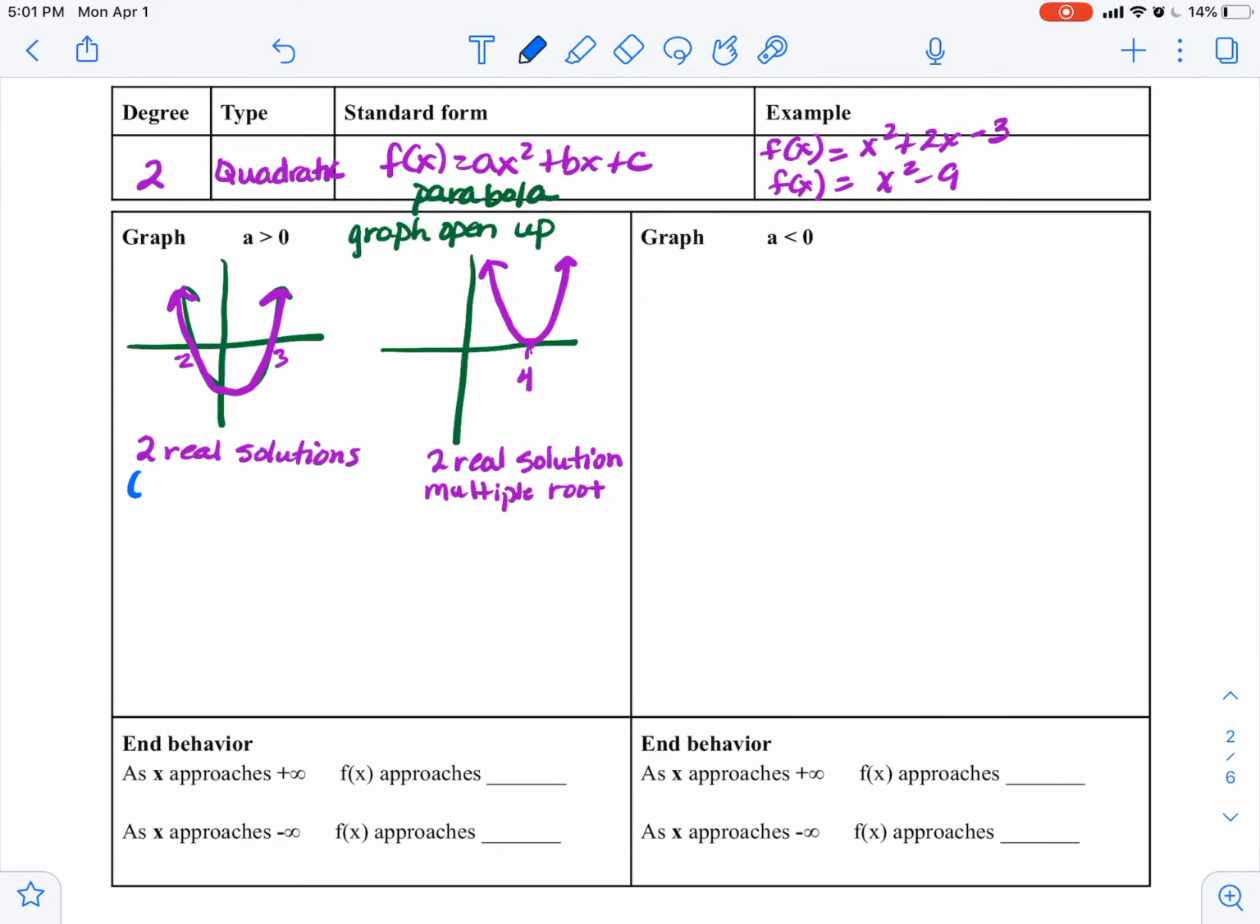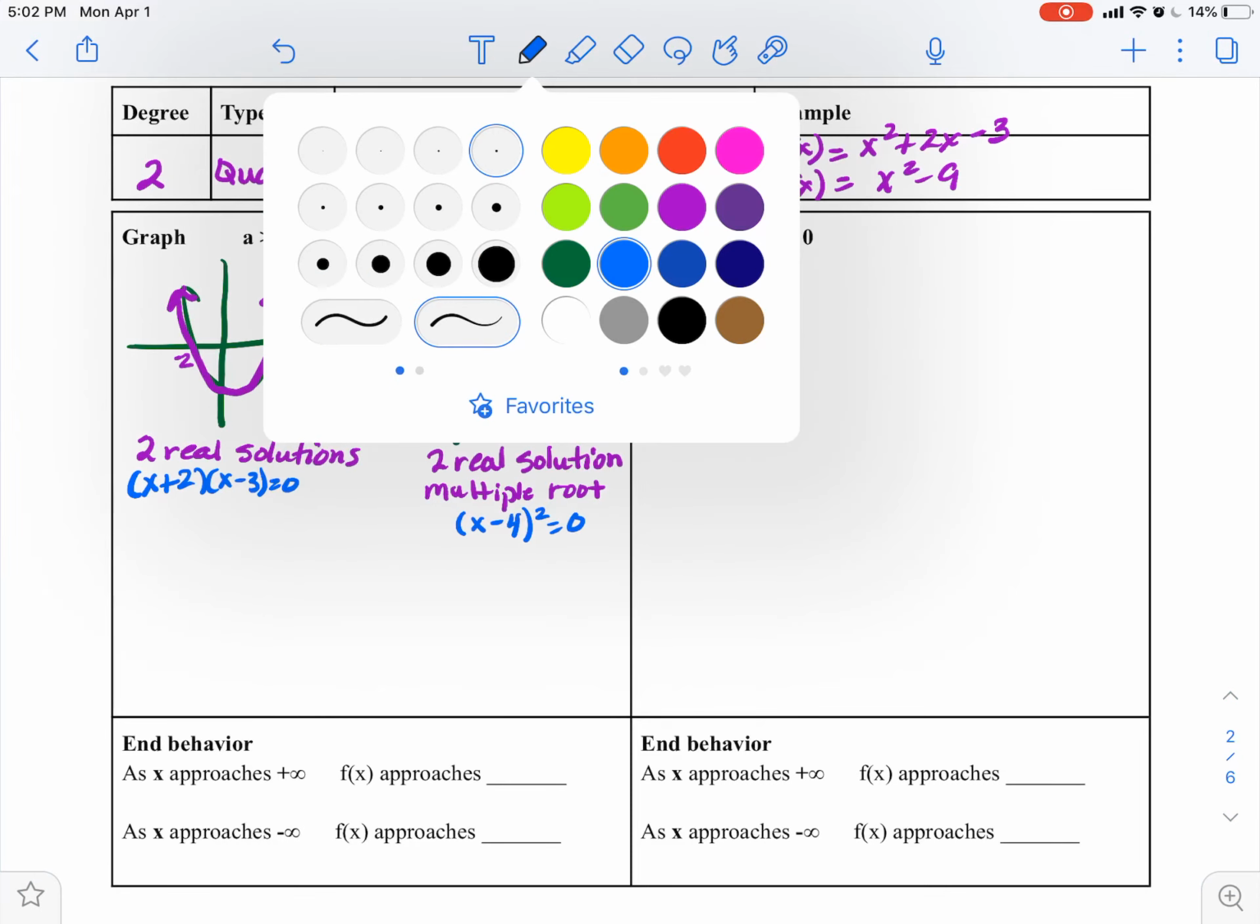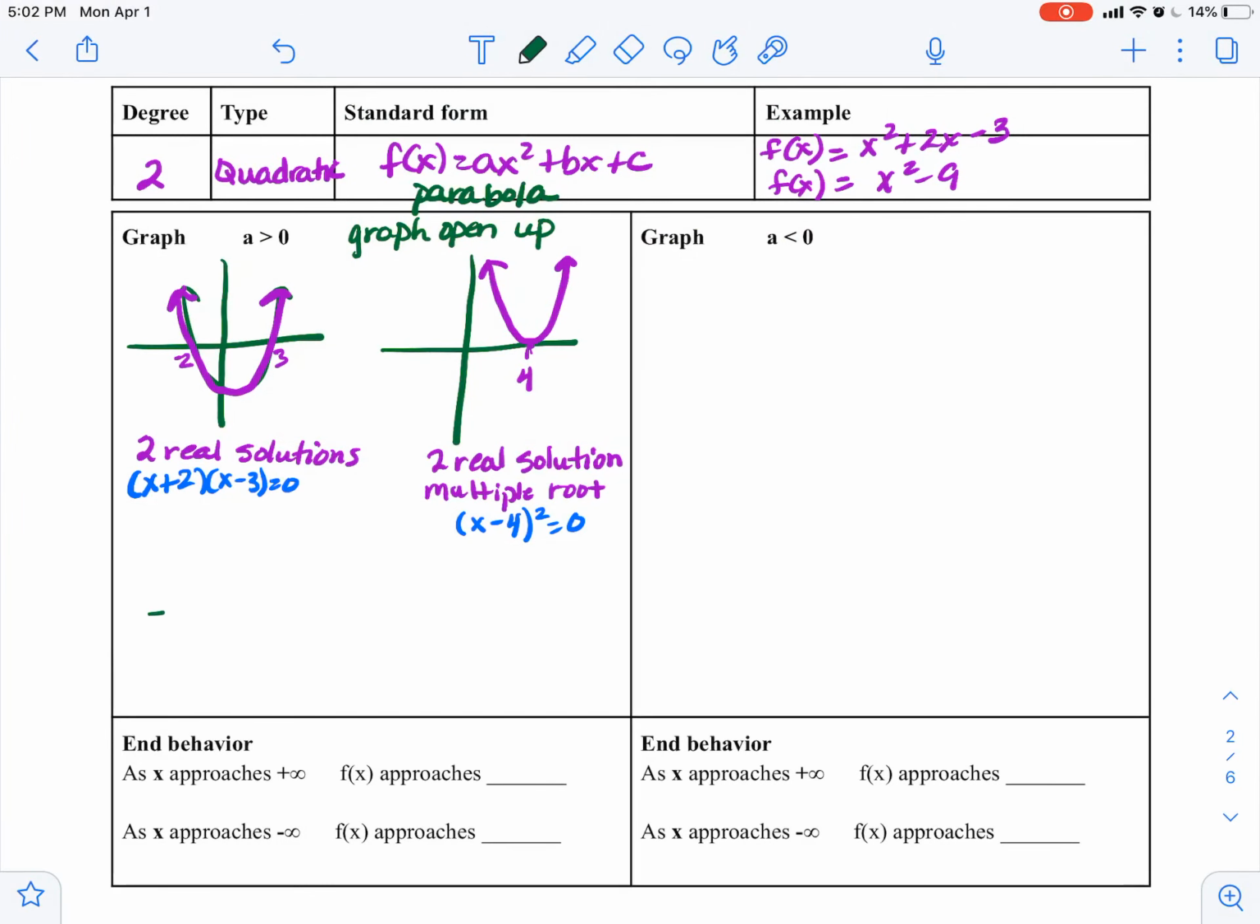This would be, if I give you that one, x plus 2, x minus 3 equals 0 when I solved it. So what this would be is x minus 4 squared. Okay, that's what that would be. It would be a multiple root. It would occur twice.